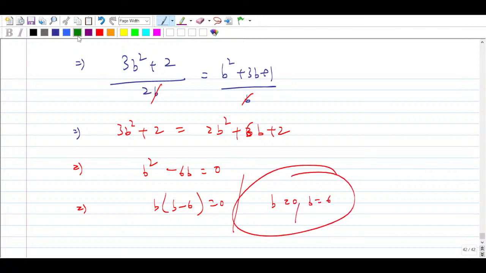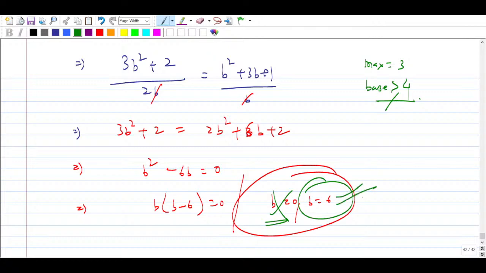Now you have to decide which one is correct, right? So as we know that the maximum digit is 3 in this question, right? So the base cannot be 0, because you know that the maximum digit is 3, right? So the base should be greater than or equal to 4. It can be greater than 4 or equal to 4. Answer, the base of this system is 6. Okay. I hope this makes sense for everyone.